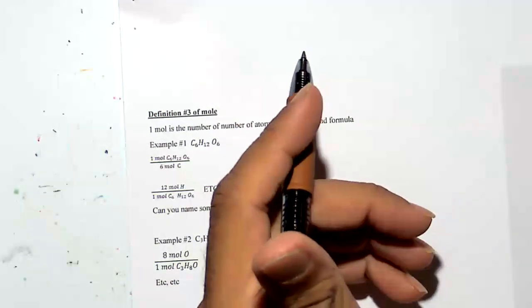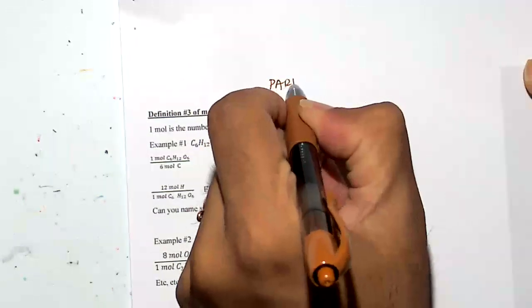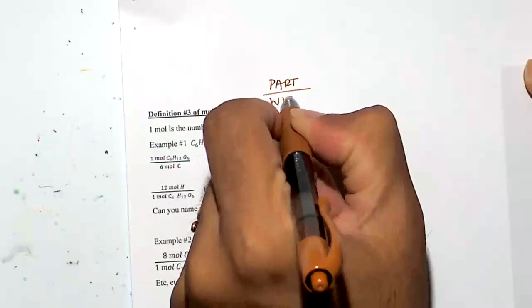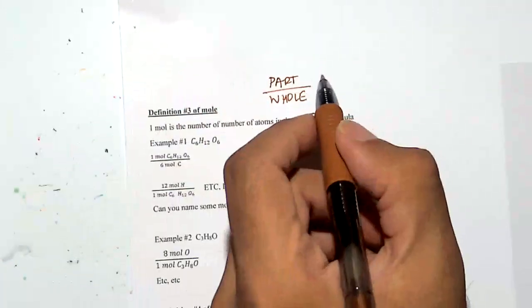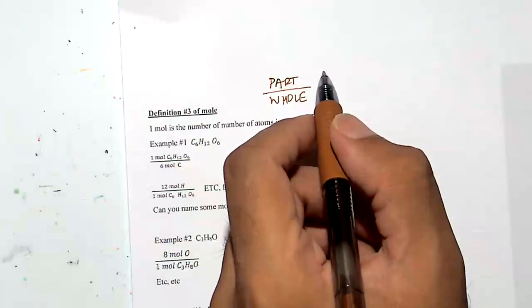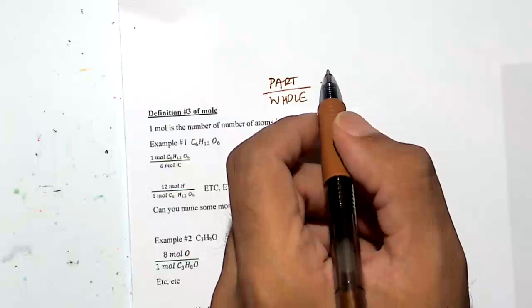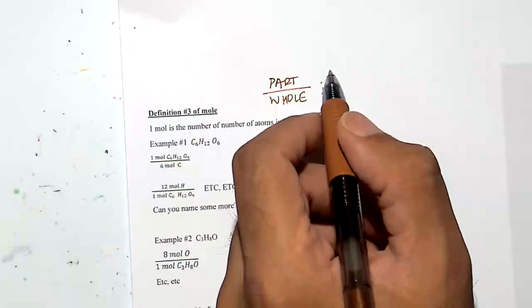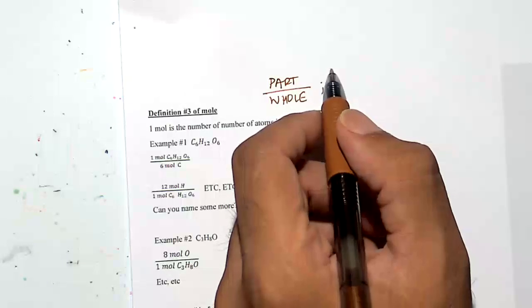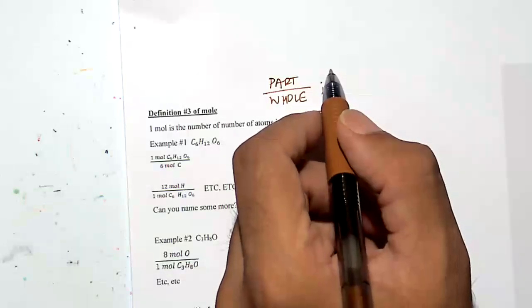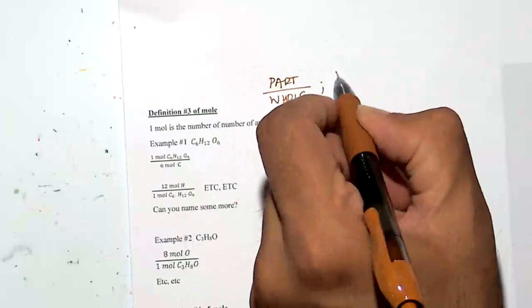Okay, definition 3 is part over whole. Or whole over part. I want to teach you that you can use these. You can flip it because that's what a conversion does. You can use it this way. $1 is 4 quarters, or 4 quarters is $1.